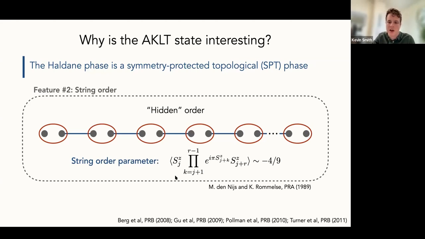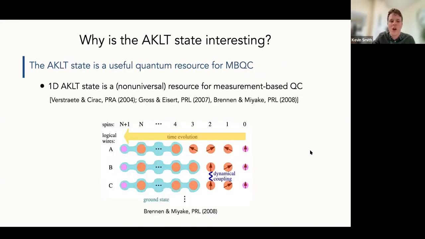But nonetheless, it's defined as the following. It basically looks like the correlator that I wrote down before, but now you have some non-trivial rotations in the bulk. And you can show that in the thermodynamic limit, this string order parameter tends to a value of -4/9.